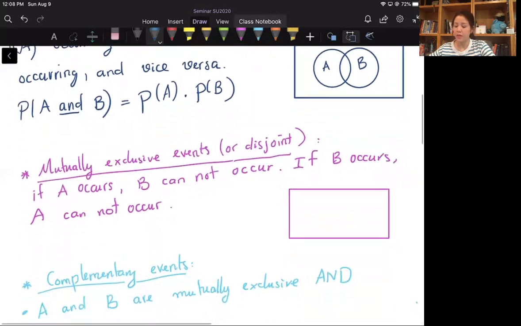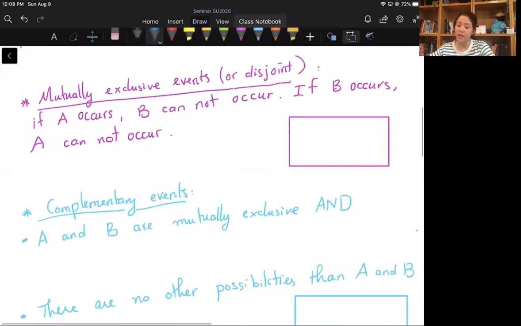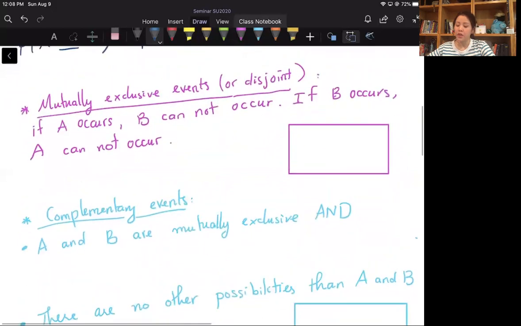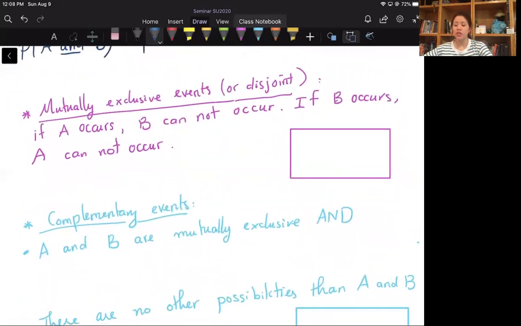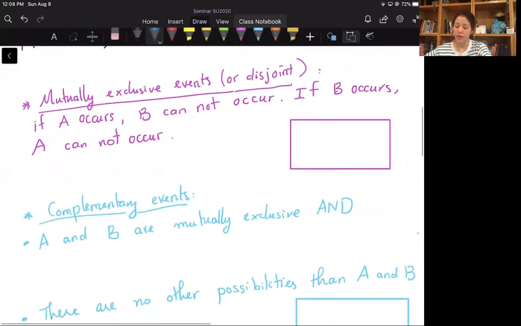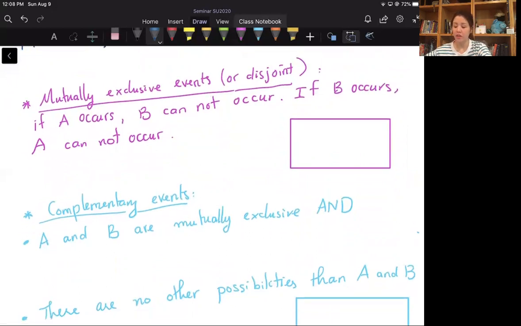The next type is mutually exclusive events. Event A and B are said to be mutually exclusive, or sometimes people call it disjoint, if when A occurs, B cannot occur, and if B occurs, A cannot occur. For example, it's either raining outside or it's not raining outside. It cannot be both. They do not contain any of the same outcomes.